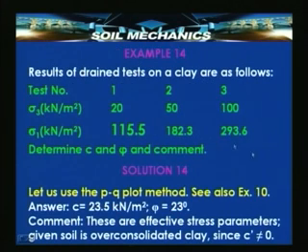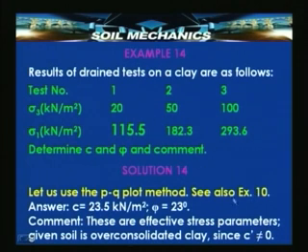Here we have now new examples introduced in this particular lecture. Here is an example in which sigma 3 and sigma 1 are given for 3 samples, C and phi are required. This is very similar to the example number 10 which we have just gone through, and therefore using the PQ plot, for example, we can get C and phi.